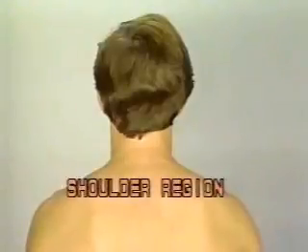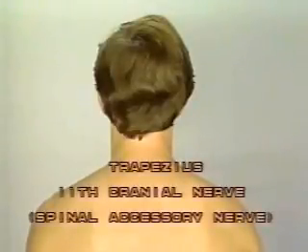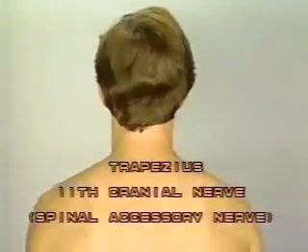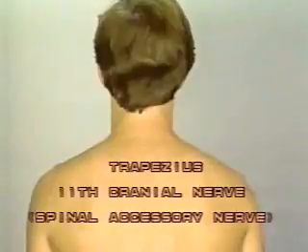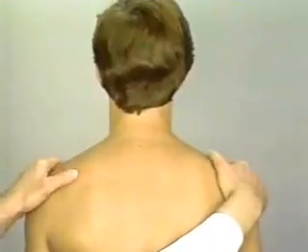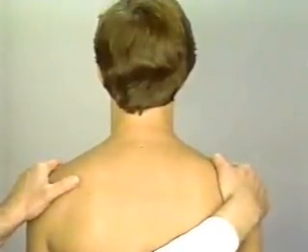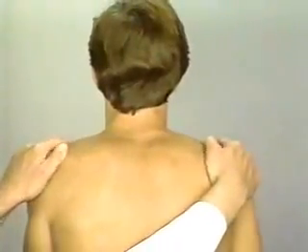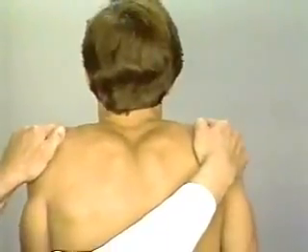Shoulder region. Scapular elevation. Trapezius, 11th cranial nerve or spinal accessory nerve. Stand behind the patient and place each hand laterally over each acromion. Instruct the patient to shrug the shoulders up towards the ears while applying downward pressure on the acromions.